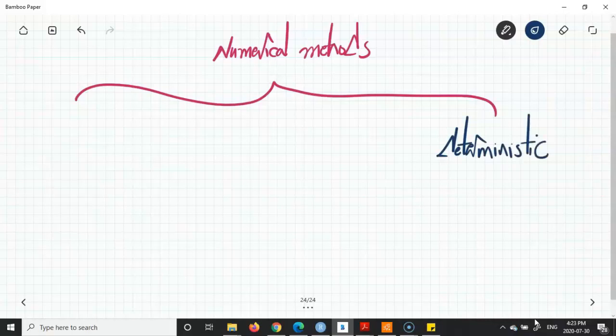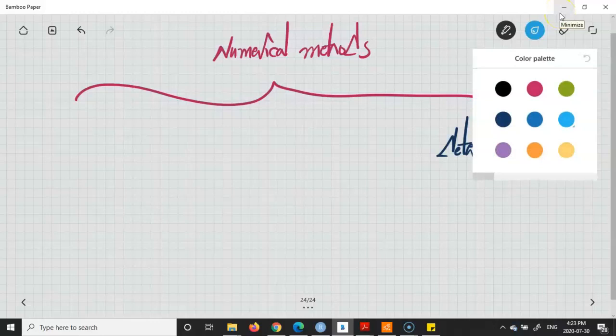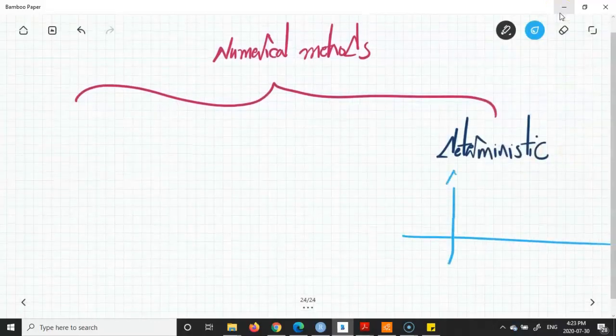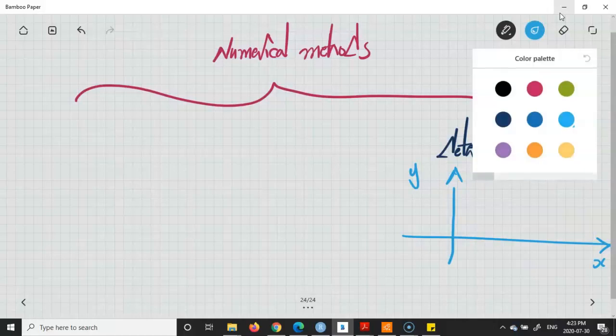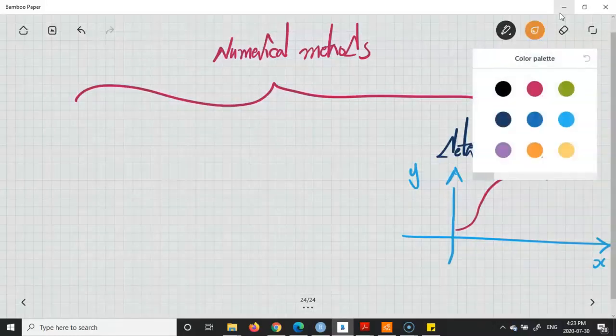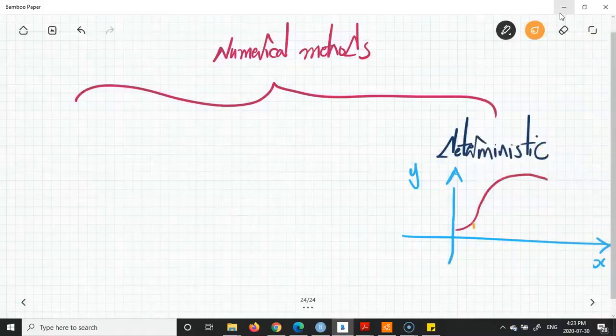We have some deterministic approaches. What do we mean? For example, imagine that we have a function. This is going to be the y-axis, this is going to be the x-axis, the random variables. And we have the function which is plotted somewhere like that. Now, what we want to do is come, for example, from a to b.